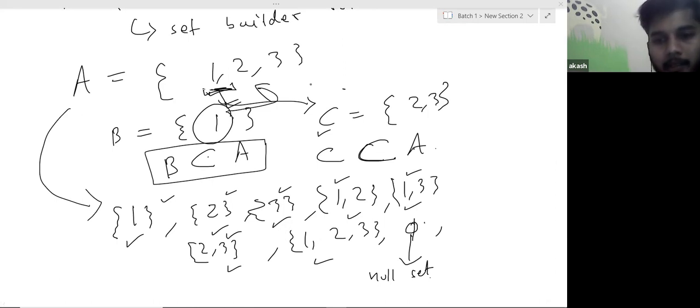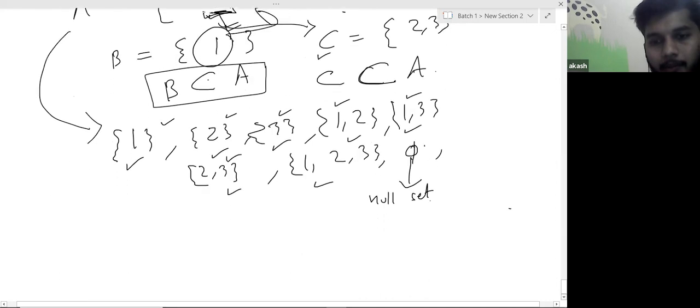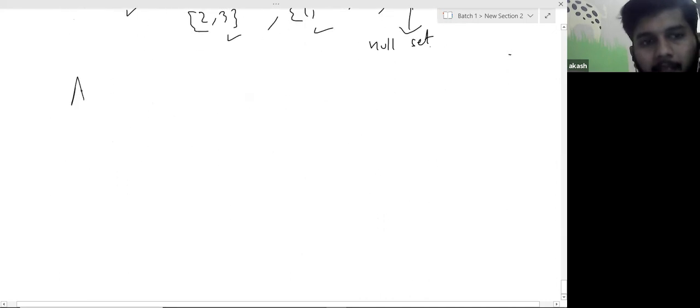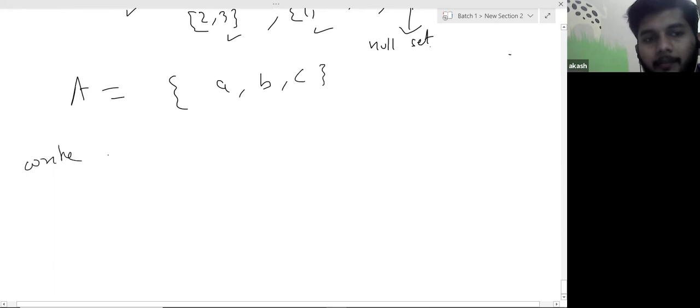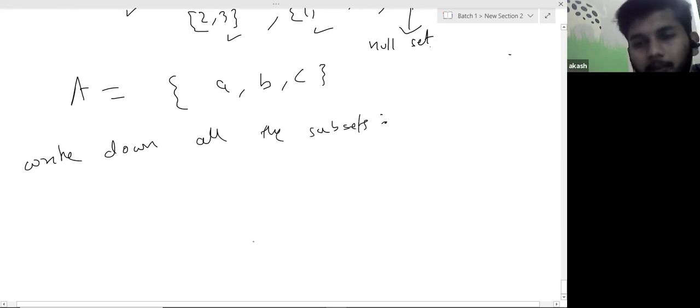Okay, so write a question. Let's see if we can do this. A is a set {a, b, c}. Write down all the subsets. Okay, I'll give you 2-3 minutes to solve this.